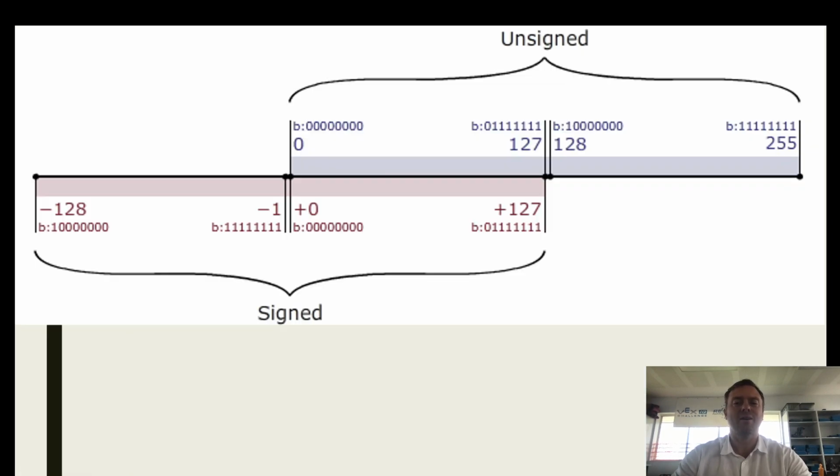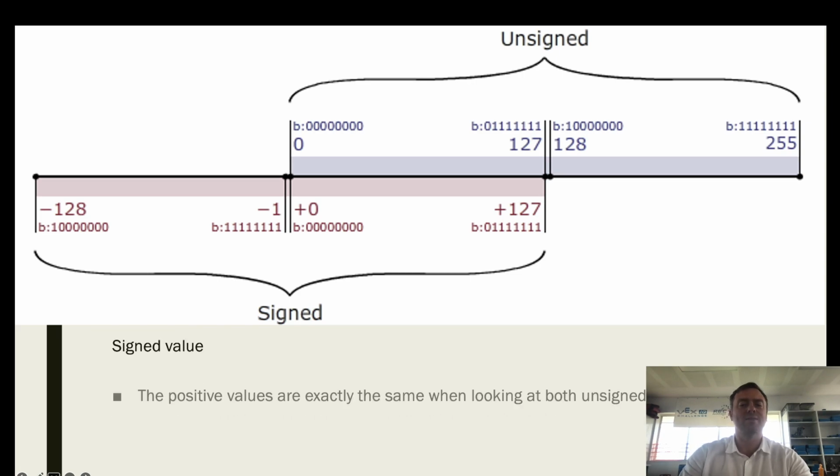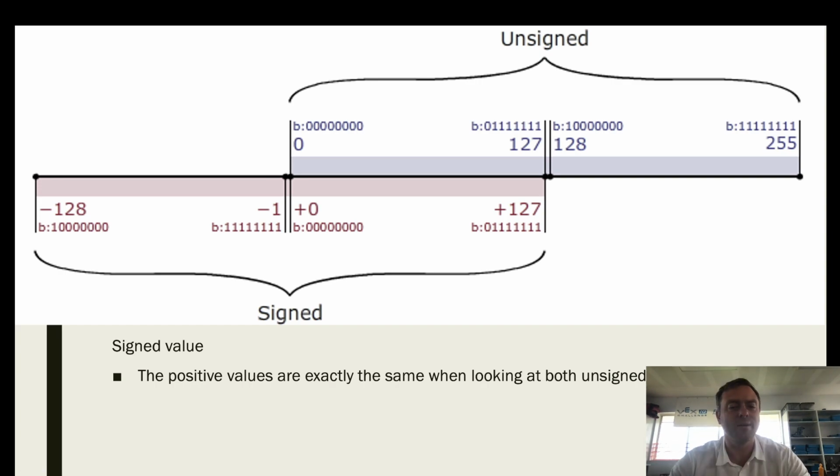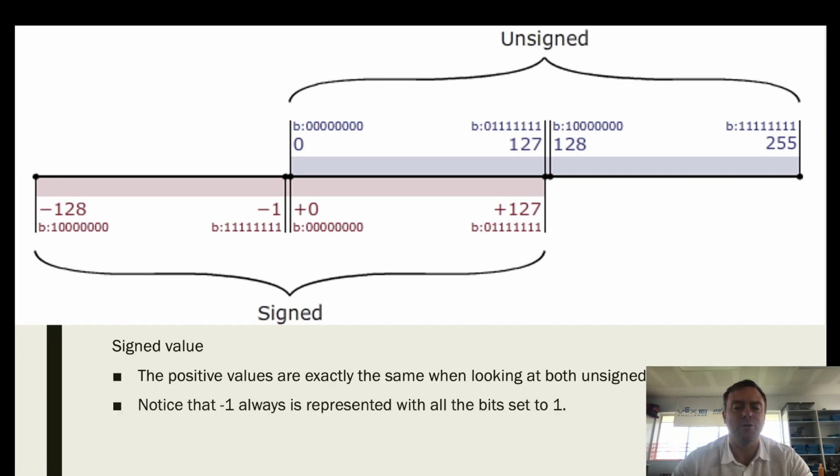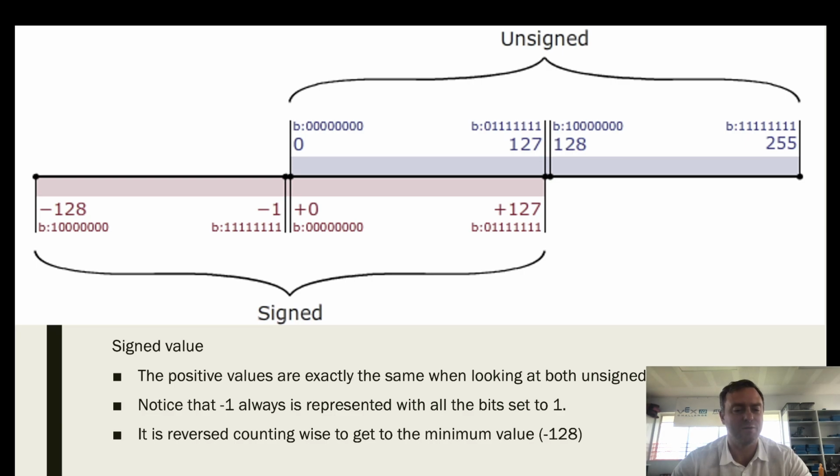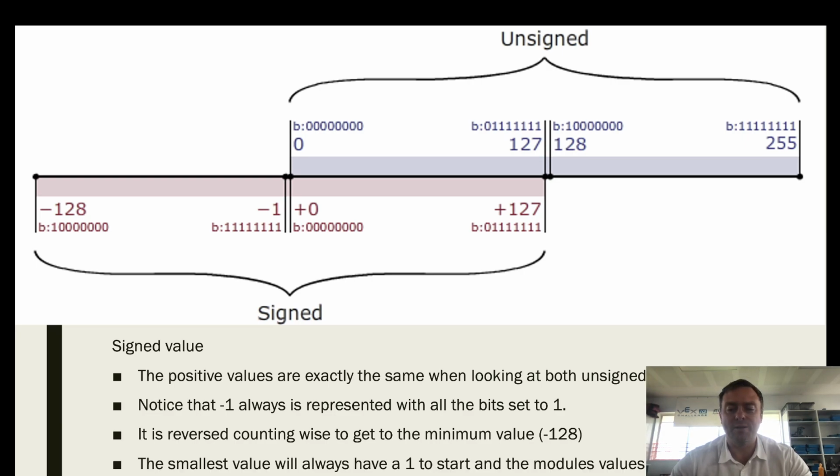So unsigned and then signed, basically what happens is, if it's unsigned, it does all these positive numbers, so 0 up to 255, but then as soon as it becomes signed, you then go down to -128 up to 127. Notice that we don't do -0 with this particular method. So positive values are exactly the same when looking at both unsigned and signed. Notice that -1 is always represented with all the bits set to 1, and when counting in reverse, you get the minimum value, which is -128. So the negative range is always 1 bigger than the positive range in terms of its modulus. The smallest value will always start with a 1 and have the modulus bits all set to 0 as well.